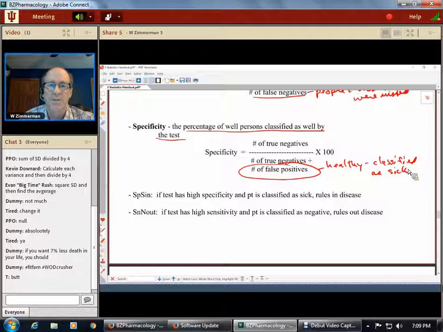So, sensitivity and specificity. Some people like these acronyms, SPIN and SNOUT. SPIN: if the test has a high specificity and the patient is classified as sick, it rules in the disease. High specificity means well people are classified as well. If the test has a high specificity and you're classified as sick, you're probably sick. SNOUT: if the test has a high sensitivity and the patient is classified as negative, it rules out the disease. If it picks up the disease and yet it didn't pick it up in your patient, the patient probably doesn't have the disease.